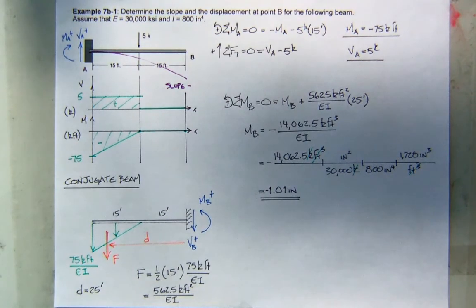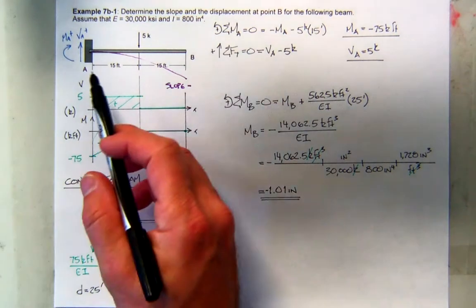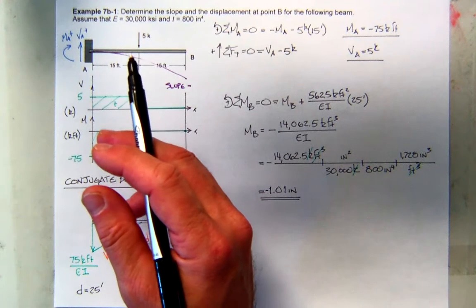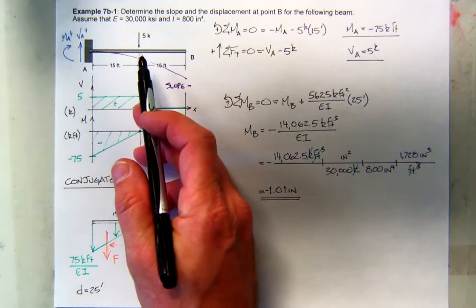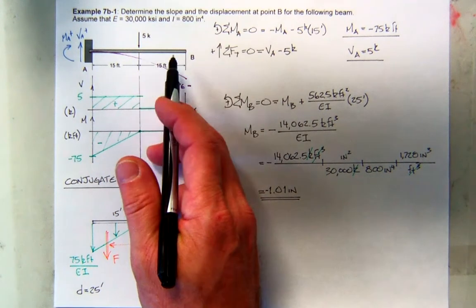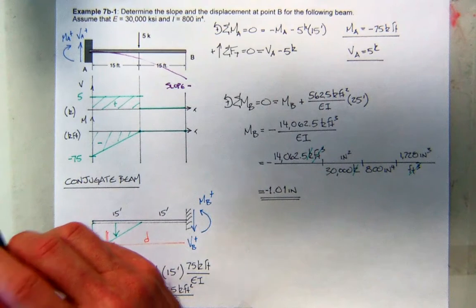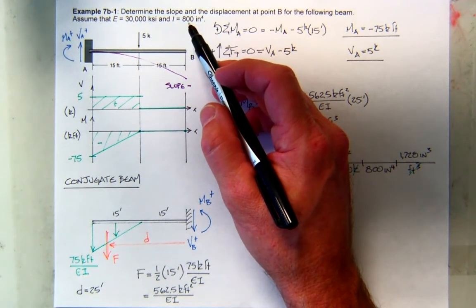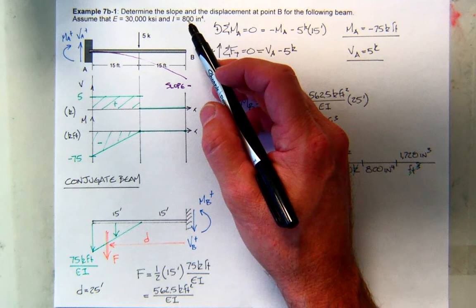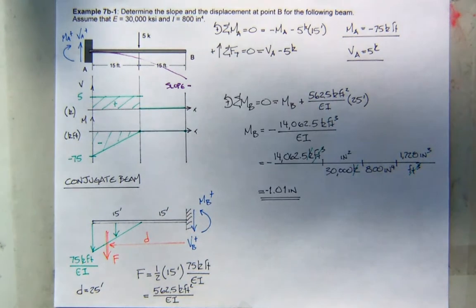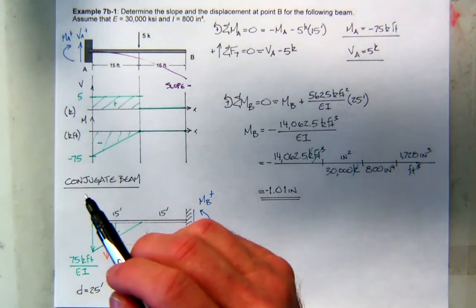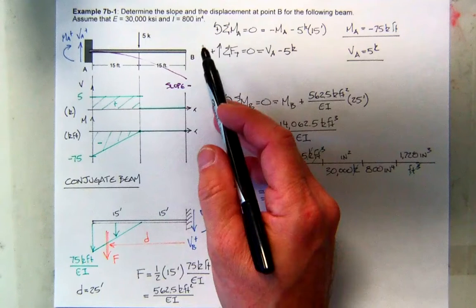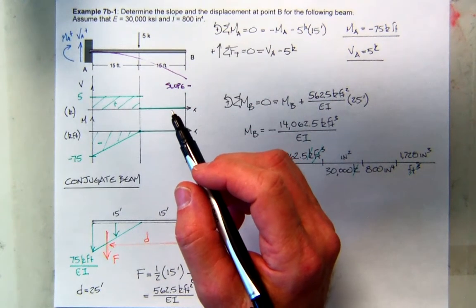Wow. That's a 30-foot beam, which is about the length of this room. And I put 5,000 pounds in the middle of it, and the end only deflected an inch. But 800 inches to the fourth, that's a fairly stout beam. Okay? Let's just say your chipboard beams will not have a moment of inertia of 800 inches to the fourth.